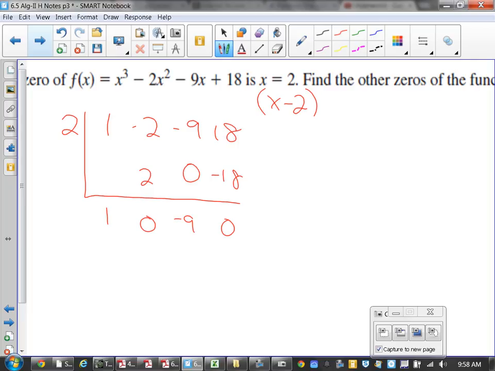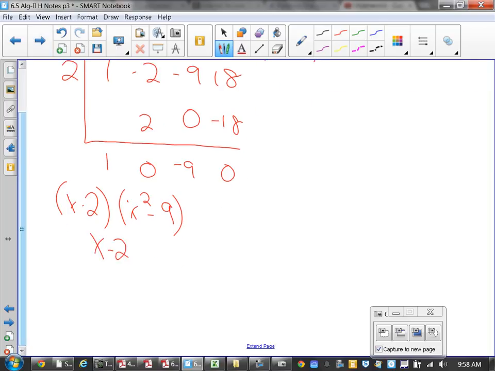So if my first term is x minus 2, now this becomes x squared minus 9. You agree? And you can factor that real quick, can't you? What are your 3 zeros then? 3, negative 3, and 2. Very good. Let's go.